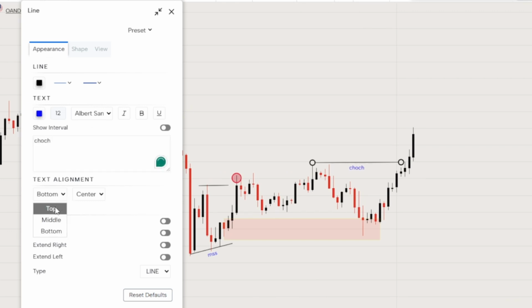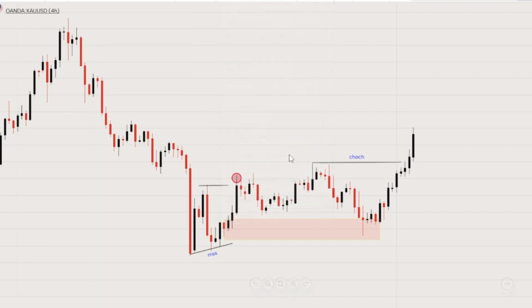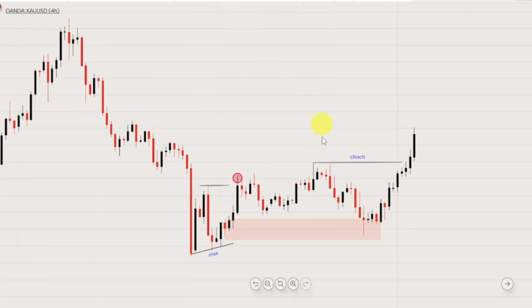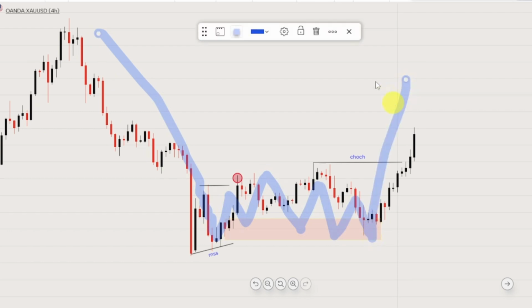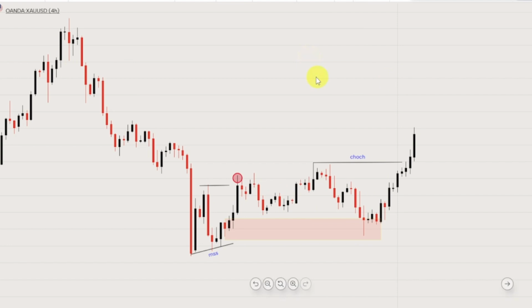So let me bring this one to the top. Okay, so this is our massive change of character. All right, so from the analysis, we can see that price is changing from a downtrend, consolidating right here, and now pushing to the upside, based on whatever we are seeing on the chart right now. So this is what we need to do: determine the trend direction, break the market down, and know whatever the market is doing.